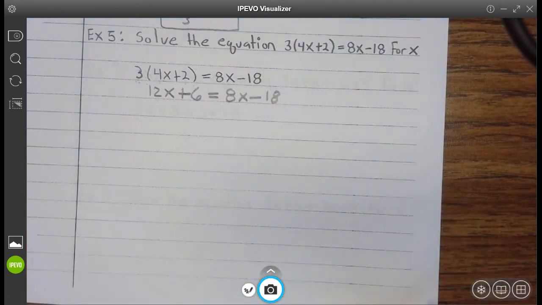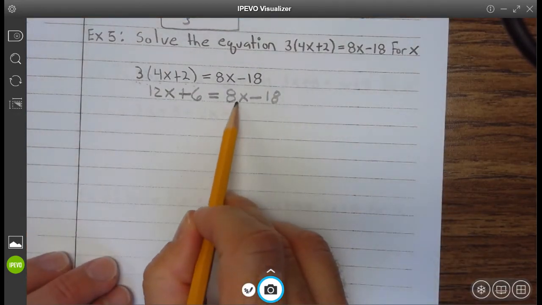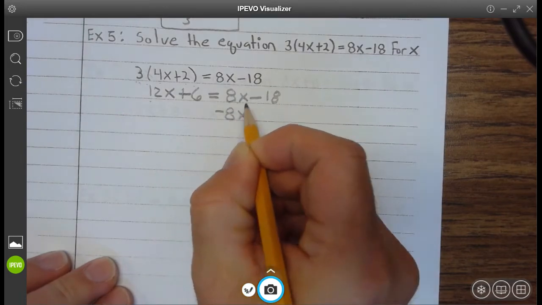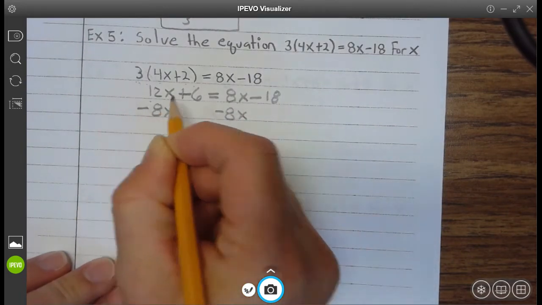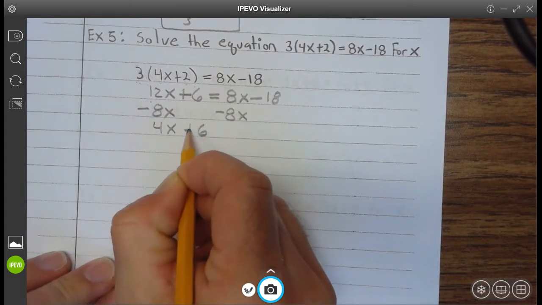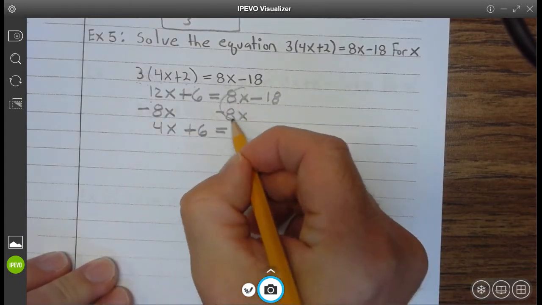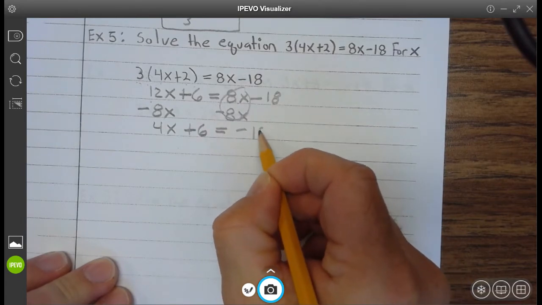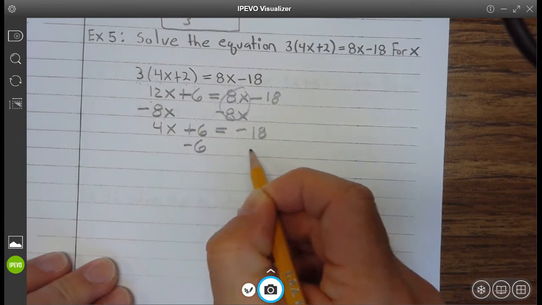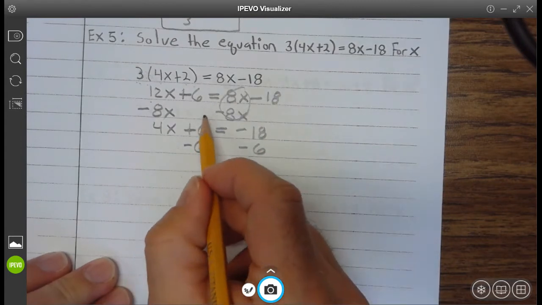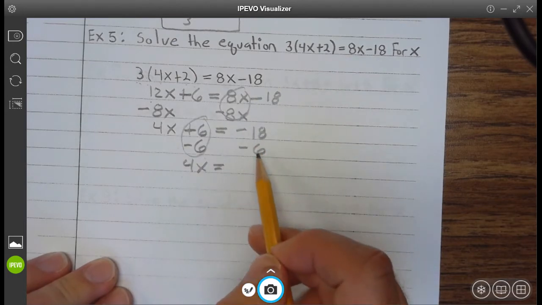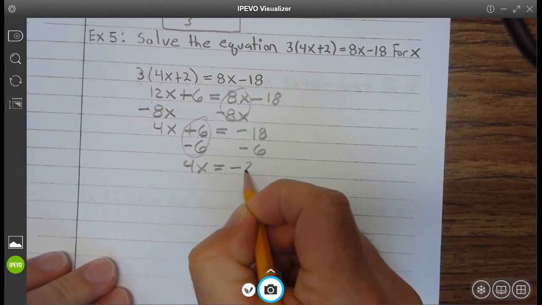Again, you look for the smaller x. In that case, that's 8, and you're going to subtract that from both sides. 12x minus 8x is 4x plus 6 equals 8x minus 8x is 0 equals negative 18. You're going to subtract 6 from both sides. 6 minus 6 is 0, so you're left with 4x equals negative 18 and negative 6 combined to be negative 24.